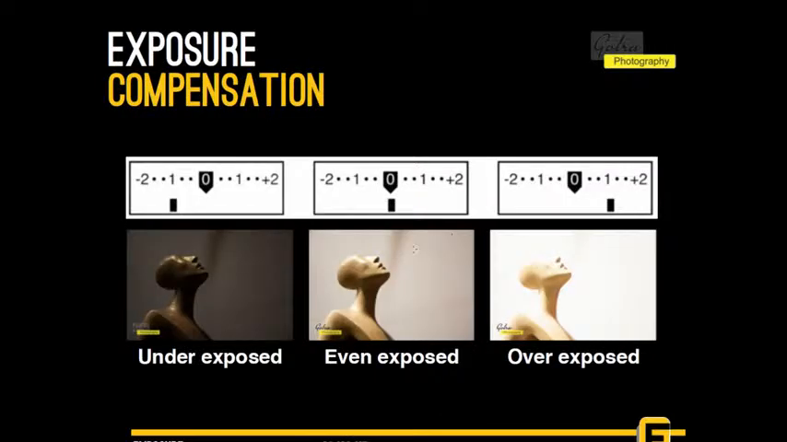Now, if I go here, let's talk about exposure. If your exposure is somewhere here, it will be underexposed, meaning it will be dark. If it is somewhere over here, it will be overexposed, meaning it will be too bright. It has to be in the middle, so that it is neither underexposed nor overexposed.